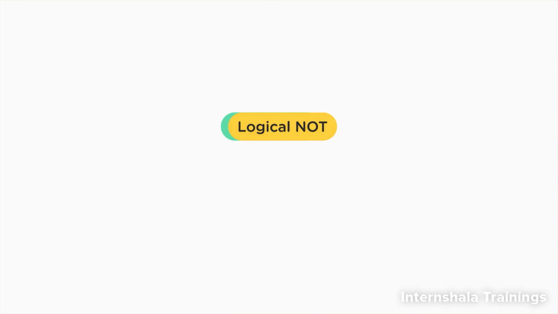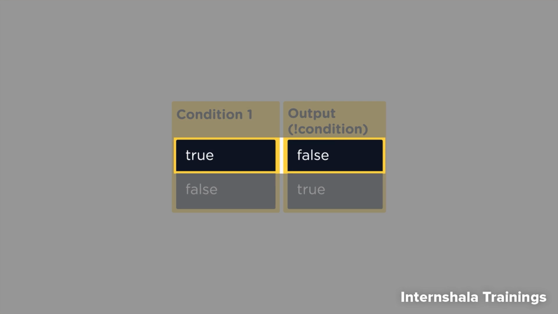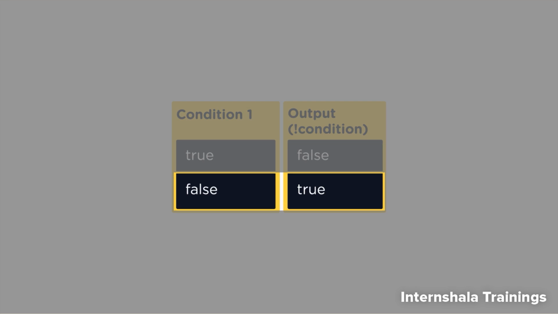Now let's look at the logical NOT operator. It is basically used to negate a condition. This operator gives the opposite of whatever the condition was. This operator is used for one condition or can be used in combination with the other 2 logical operators to reverse the result they give. So if the condition is true, the result of this operator will be false, and if the condition is false, the result will be true.